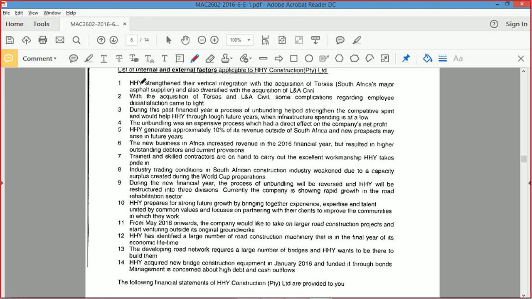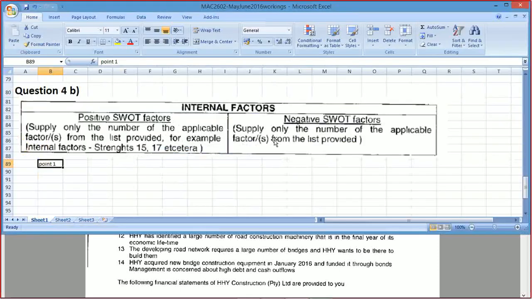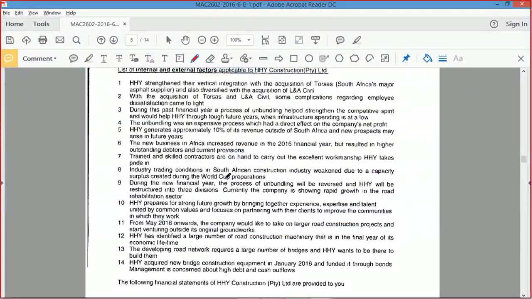Okay, so HHY is actually the big brother, and they've acquired Torsas. So obviously Torsas is under HHY. Okay, so that has created some dissatisfaction. So that's definitely a negative, and that would be internal as well. Do you agree? Yes, sir. Okay, they're not happy with what happened.